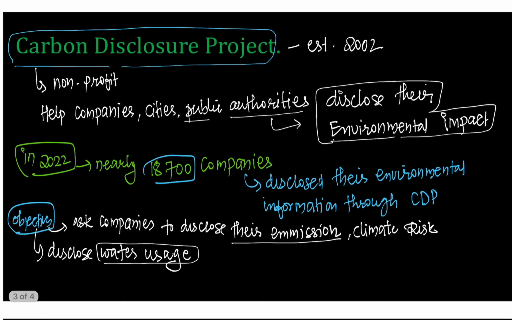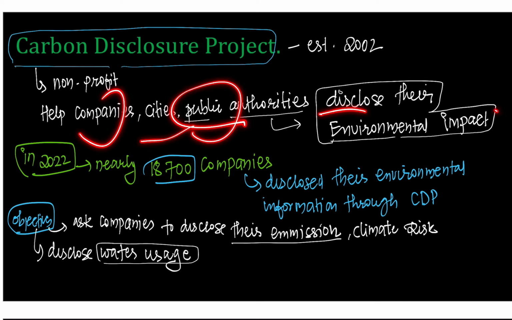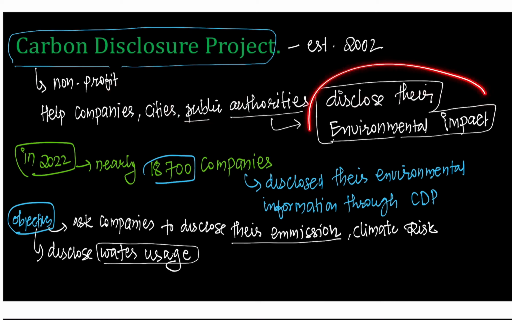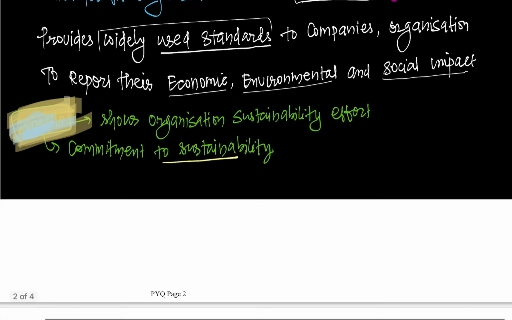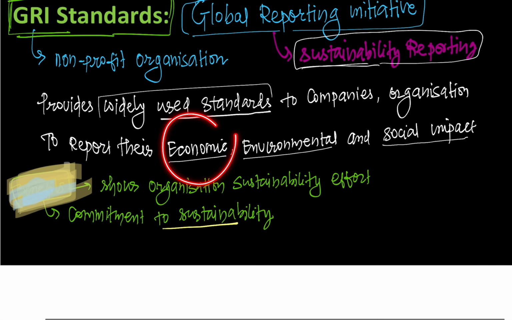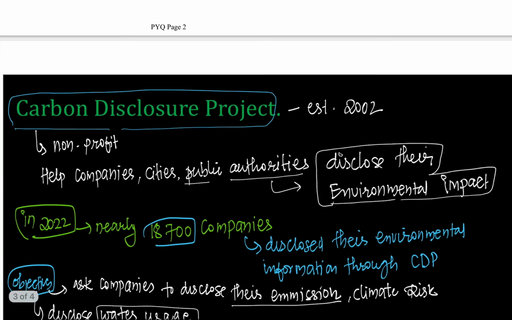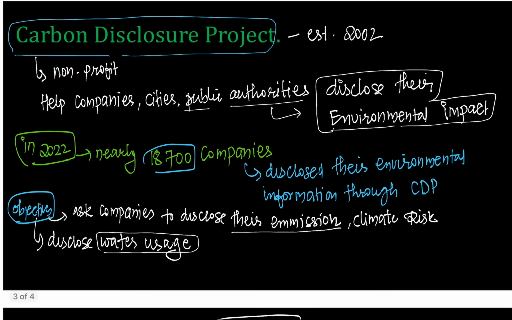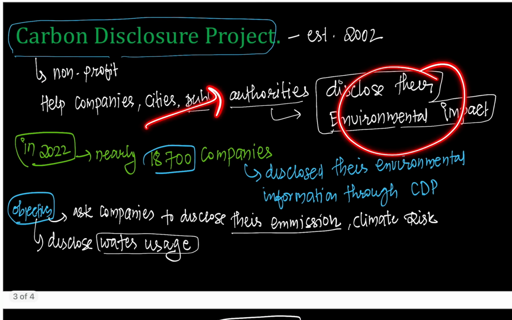Now next is the Carbon Disclosure Project. It was established in 2002. It's also a not for profit organization which helps companies, cities, public authorities to disclose their environmental impact. Last we saw the GRI, which discloses economic, environmental and social impact, but as the name suggests, this discloses their environmental impact, their carbon emissions.